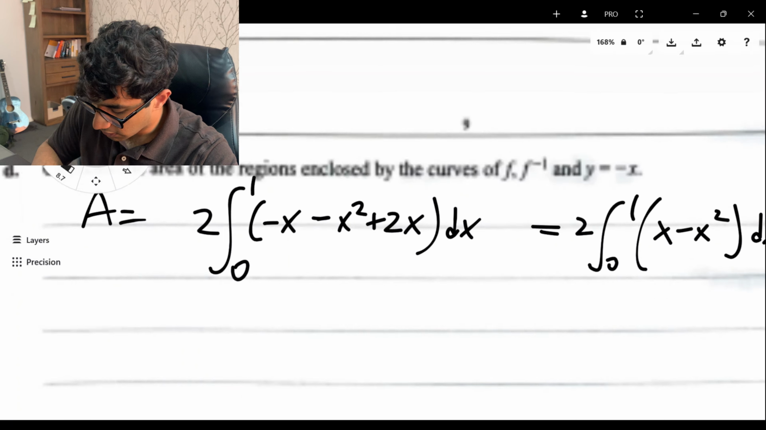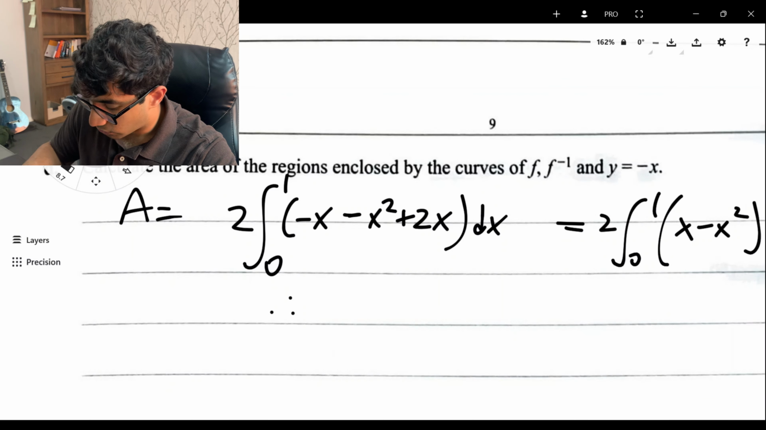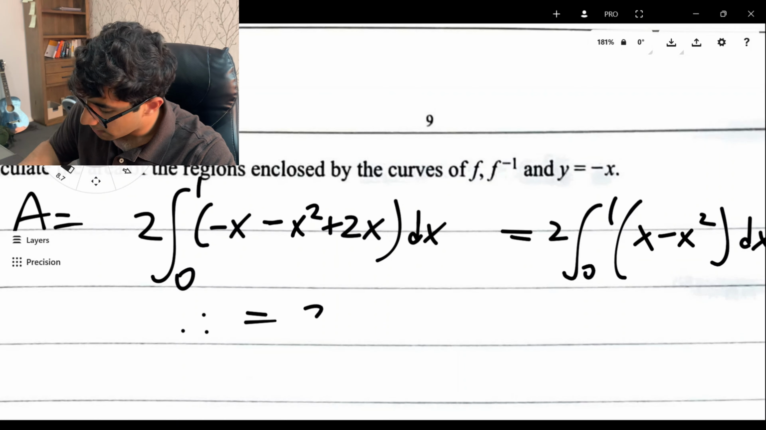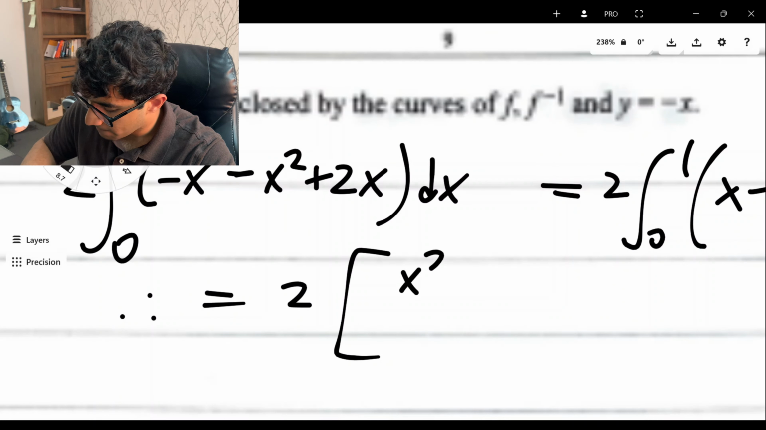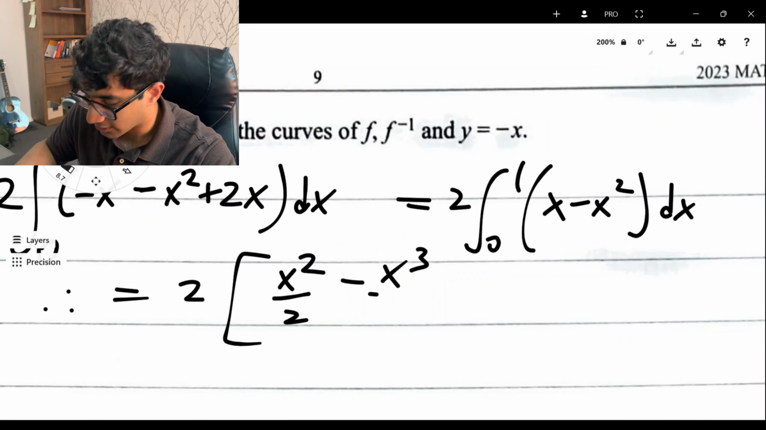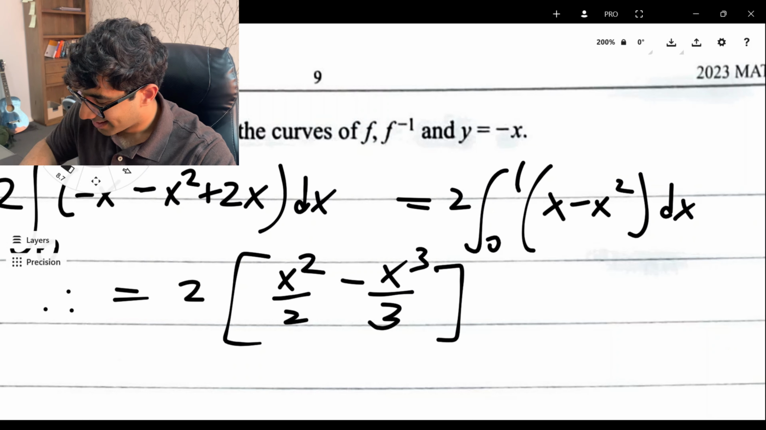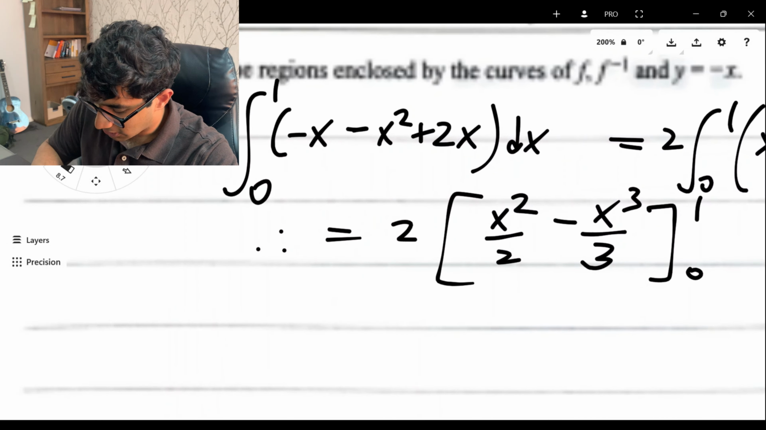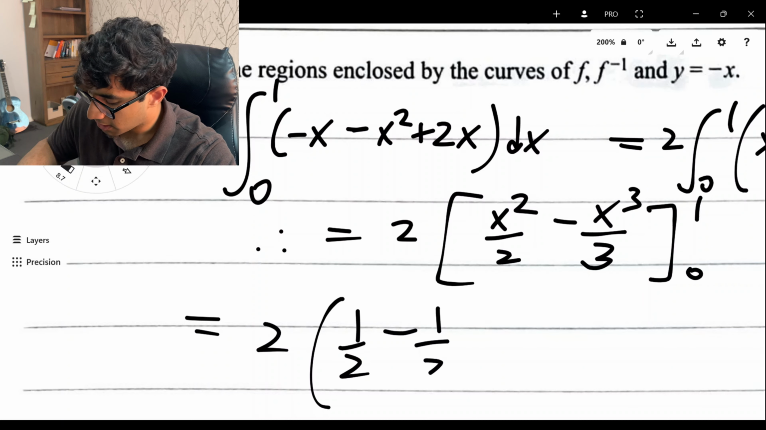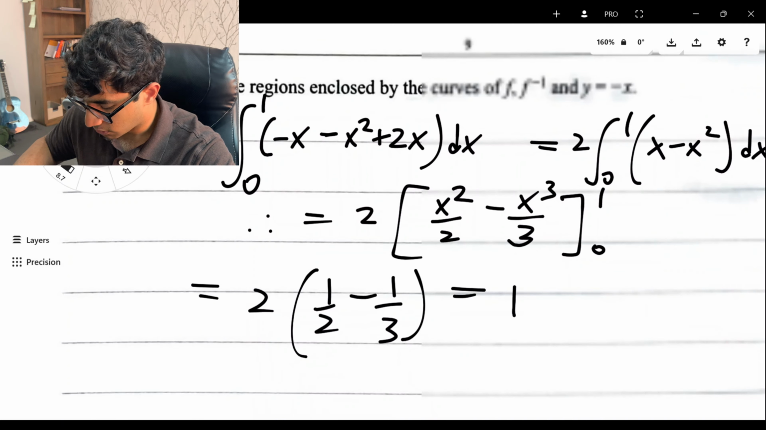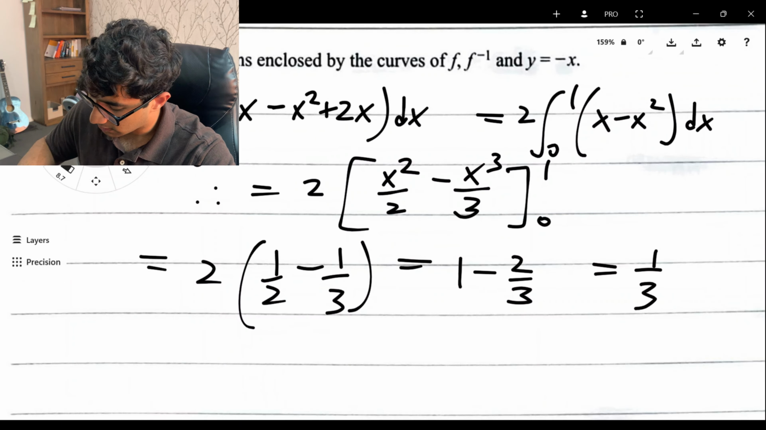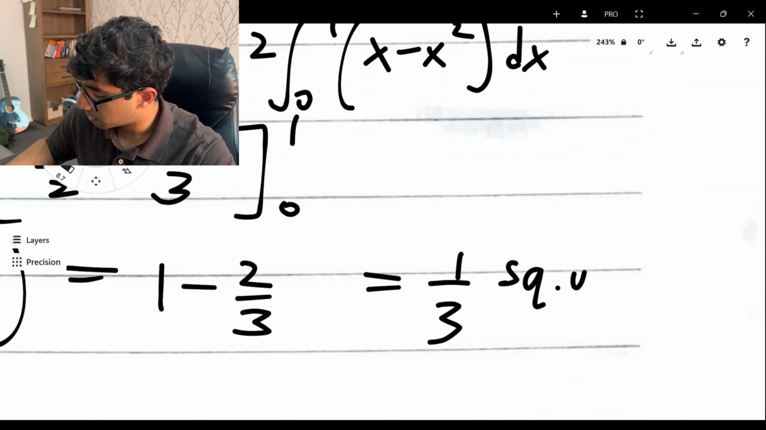Yep, that looks good. So, let's write it out now. That's going to equal 2 times x squared over 2 minus x cubed over 3. Equaling 2 times 1/2 minus 1/3, which is going to equal 1 minus 2 over 3, which is equal to 1/3 square units.